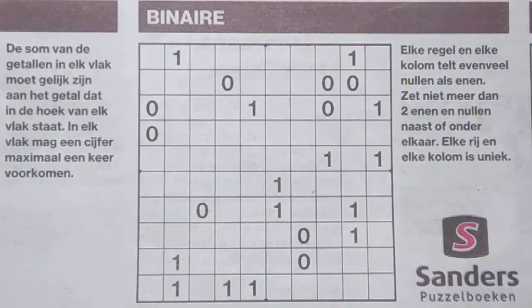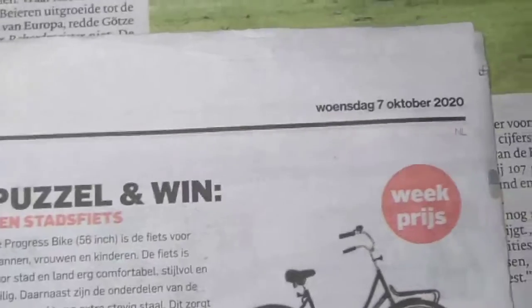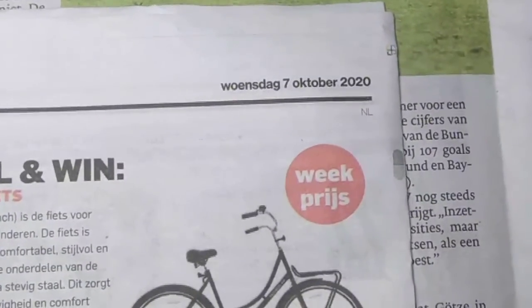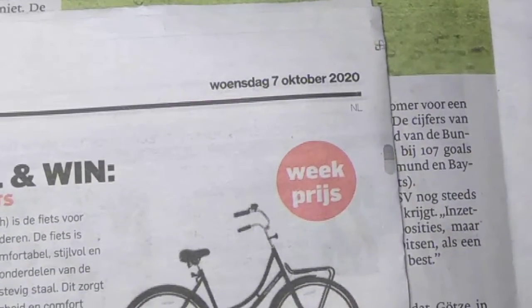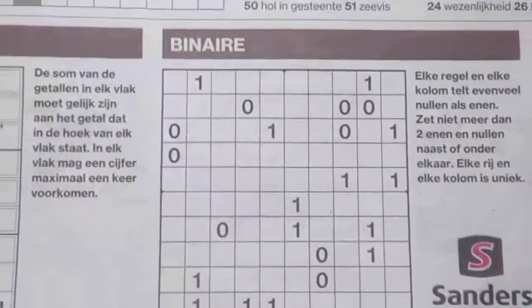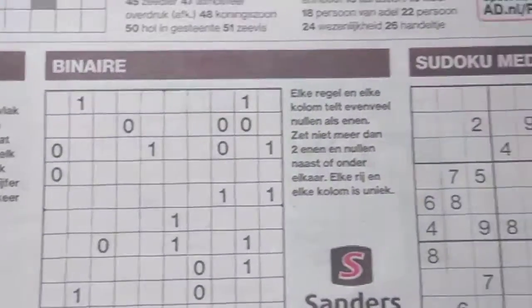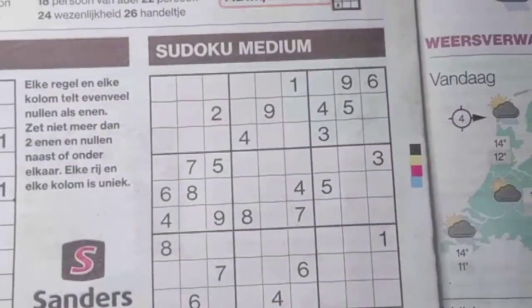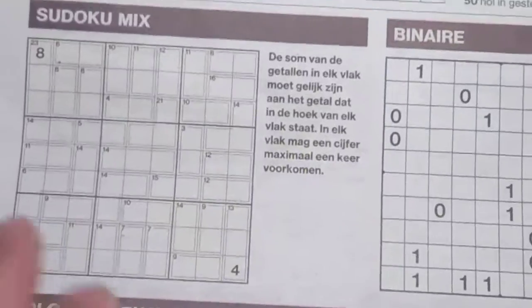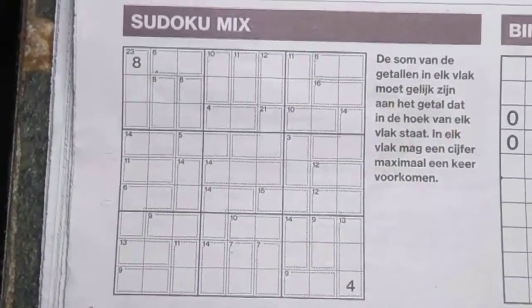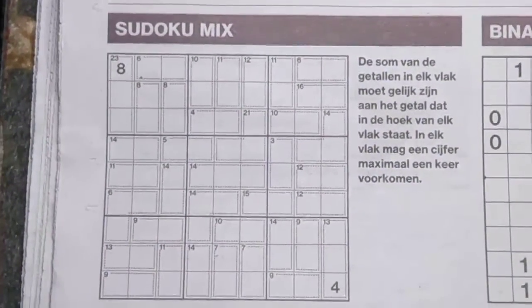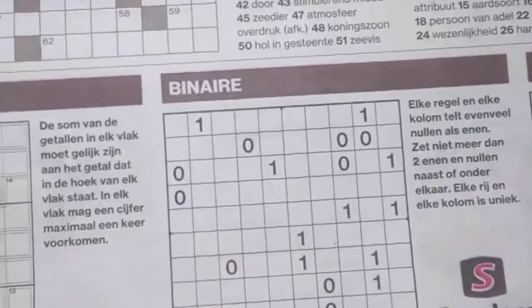Today, in the daily newspaper on Wednesday, October the 7th, 2020, we have here three regular Sudokus, a binary Sudoku, a medium Sudoku, and a killer Sudoku, aka Sudoku a mix.